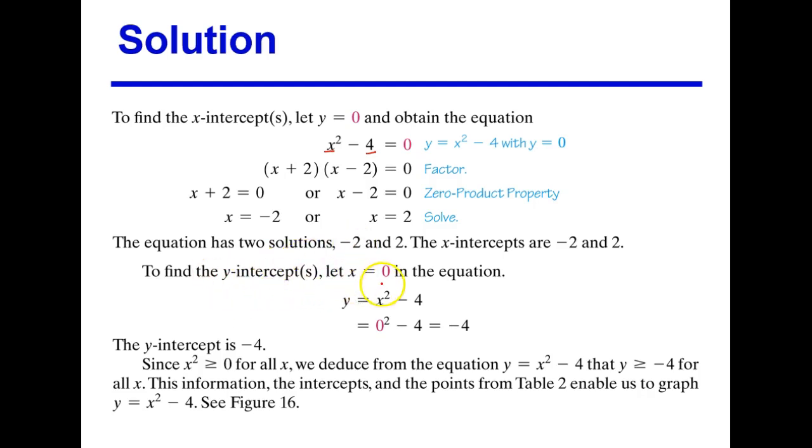So now I want to find the y-intercept. So I make x 0, and I substitute that in, and I get my y-intercept of negative 4. Since x squared is greater than or equal to 0 for everything, because I can square a negative number and it becomes positive, I also know that y has to be greater than or equal to negative 4 for this equation.